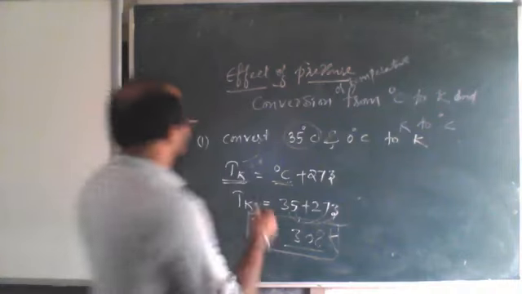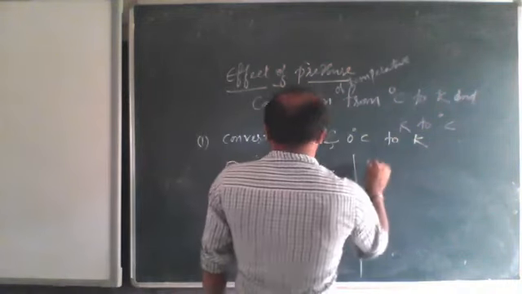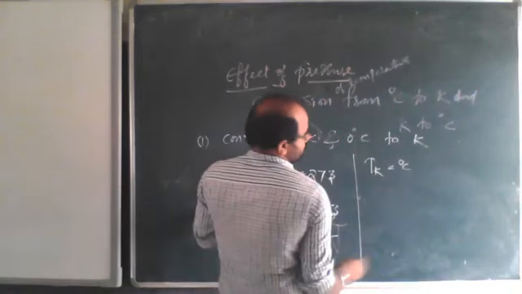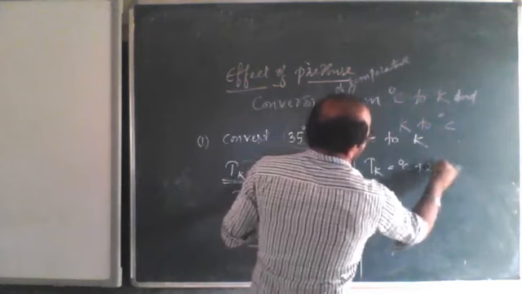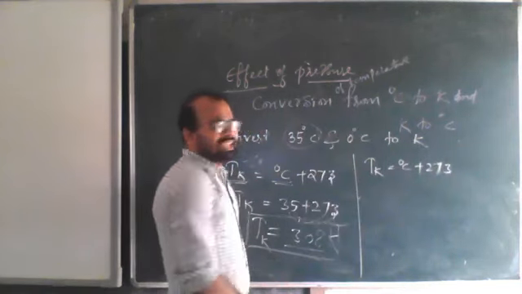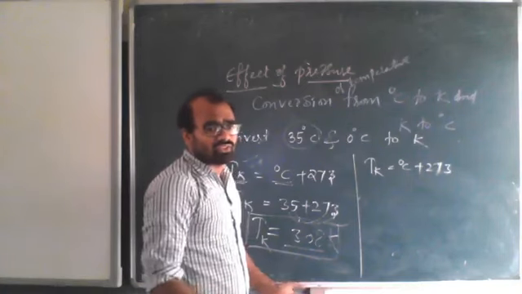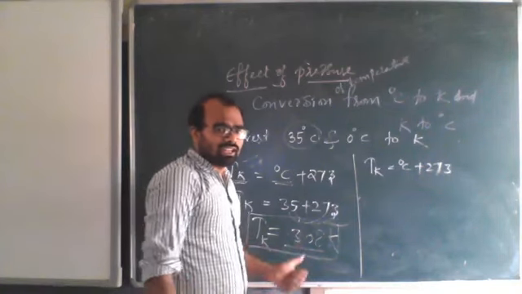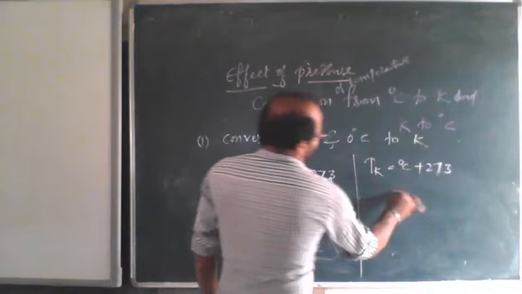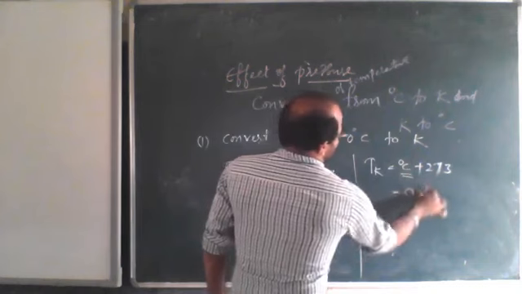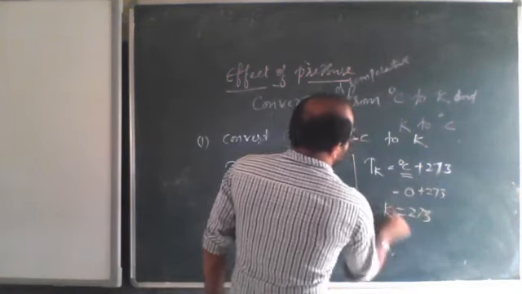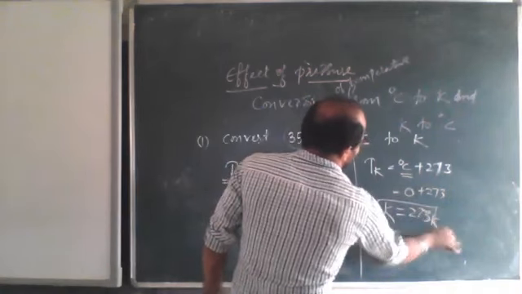Okay. Next, 0 degree Celsius. Here I will make TK is equal to degree Celsius plus 273. You can write K or TK, whichever way you want, whichever you feel good. In degree Celsius, it is given 0. 0 plus 273 is 273. So K or TK is equal to 273 Kelvin.